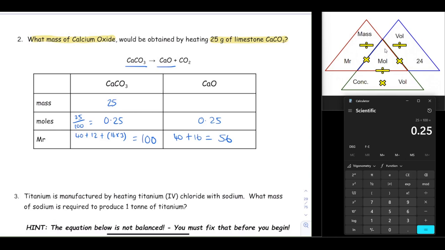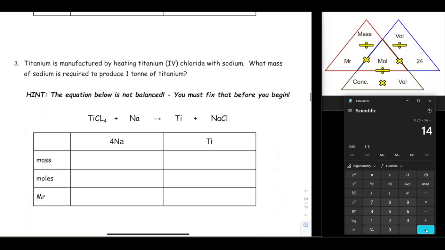So to work out my final mass, I just need to do the MR times by the mole. So 56 times by 0.25. I've already got 0.25 on my calculator, so I just do times by 56, and that gives me 14. So the answer, what mass of calcium oxide would be obtained by heating 25 grams of limestone? Simple, 14 grams. Let's look at the next one.